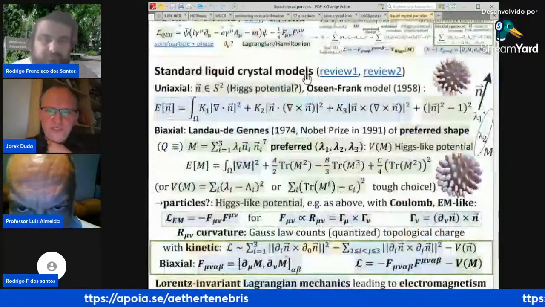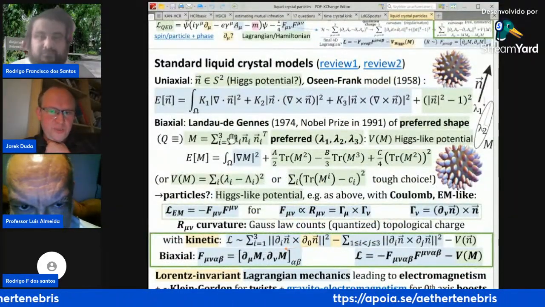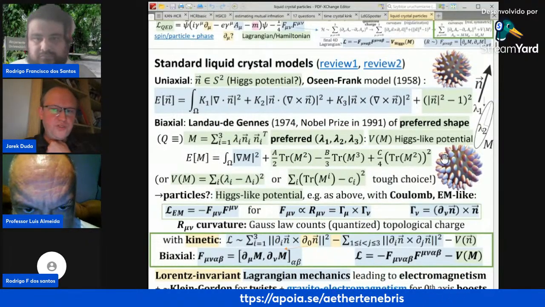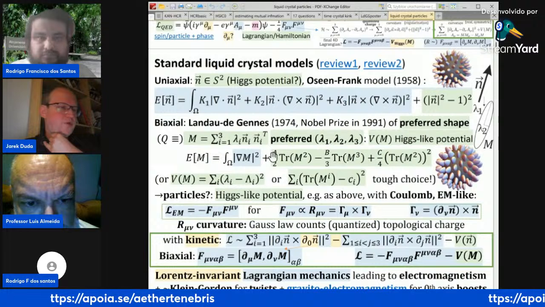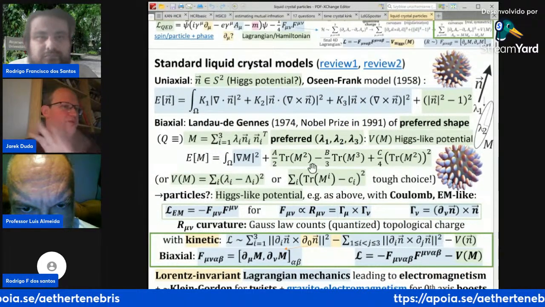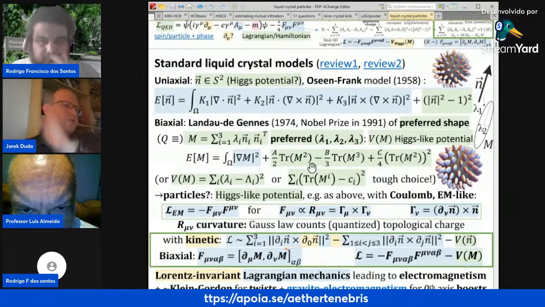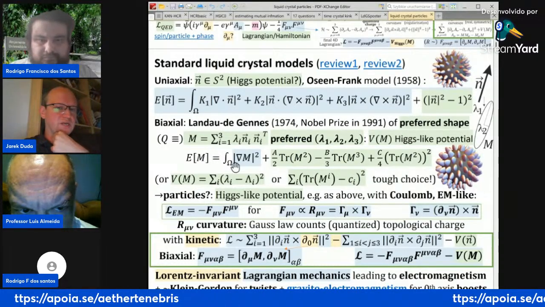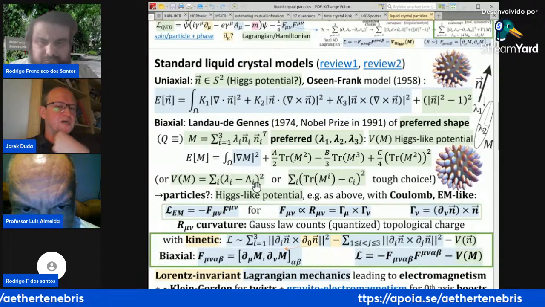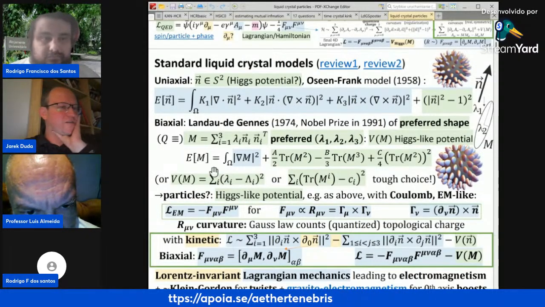In Landau-de Gennes, here is the original model. They use this kind of Higgs-like potential with traces and powers. So this is one approach, traces and powers, which encodes the minimum, this preferred shape, this G and delta for the Planck constant. Another approach is like here, where we have these capital lambdas as the preferred eigenvalues, and lambdas are the current eigenvalues.